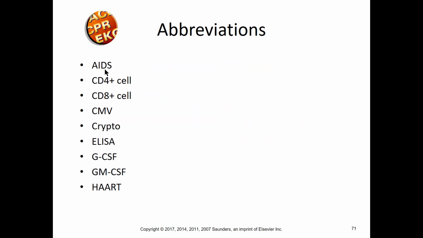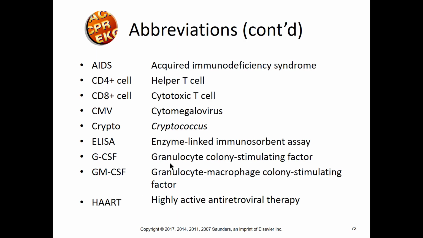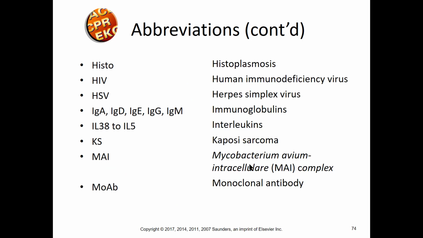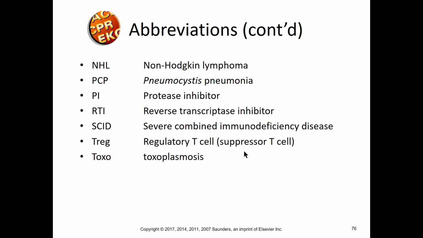So abbreviations: AIDS, CD4 plus cell, CD8 plus cell, cytomegalovirus, cryptococcus, ELISA, G-CSF, GM-CSF, and HAART. Again, the abbreviations continue. So get familiar with those terms, guys. More of those abbreviations.